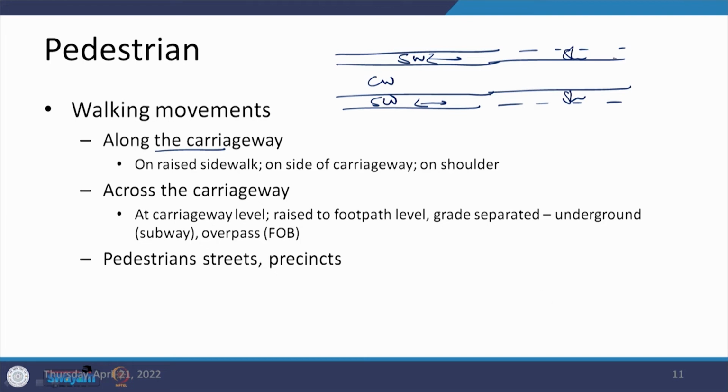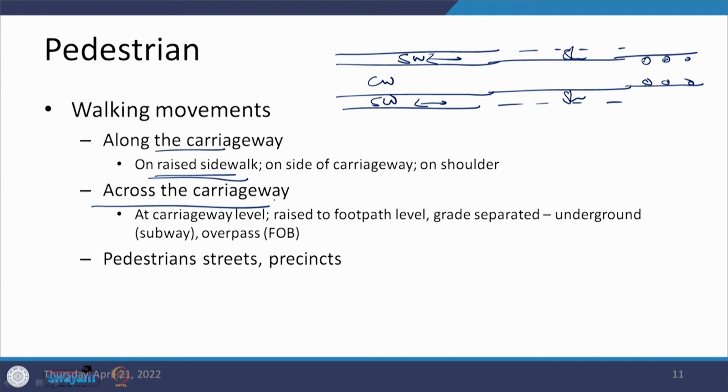Or the third case is that nothing has been provided, and therefore, the people are moving at the side of the carriageway itself. So, anything is possible; it all depends on whether the facilities have been provided specifically for the use of pedestrians when they are interested in walking along the road, or they are not being provided. We are mainly interested in the raised sidewalk condition, which is an exclusive facility being provided for the pedestrians to walk along the carriageway. Another case can be across the carriageway movement.